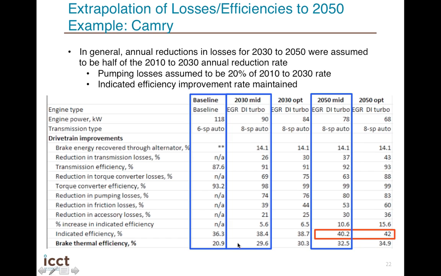And so you can see that the bottom line, the brake thermal efficiency improved from 20.9% for the baseline to 29.6% in 2030, and then for the 2050 mid, to 32.5%. So still a reasonable increase from 2030 to 2050, but a much smaller increase than occurred in the prior 20 years.